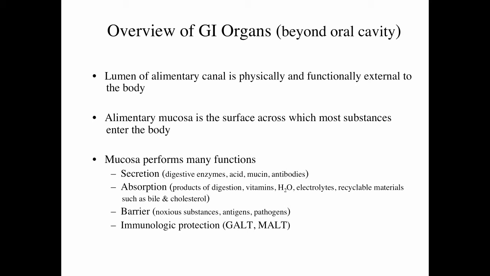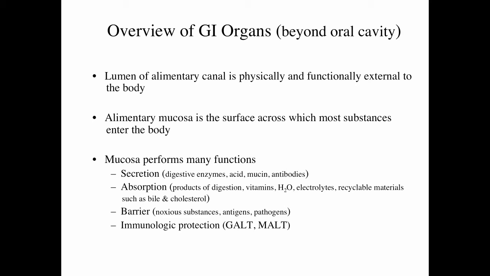The alimentary mucosa is the surface across which most substances actually enter the body. So we take in food, that food goes into the lumen of the GI tract, but as the food is broken down, the molecules don't get into the body unless they cross the mucosa. So this mucosa clearly performs many functions. It secretes digestive enzymes, acid, mucin, antibodies. It functions in absorption, so it absorbs the products of digestion as food is broken down. It absorbs, for example, vitamins, water, electrolytes, and lots of recyclable materials such as bile, salts, and cholesterol.